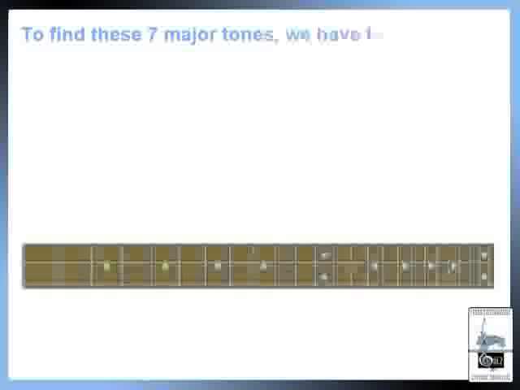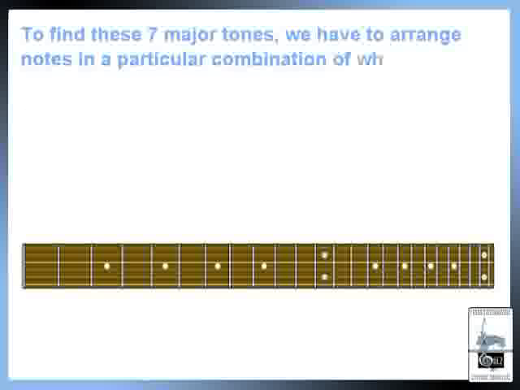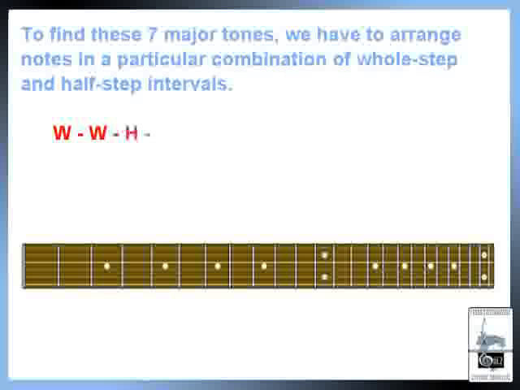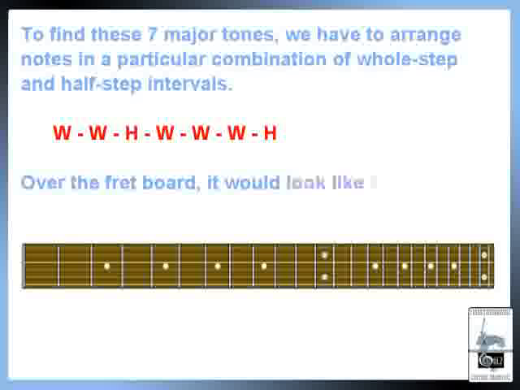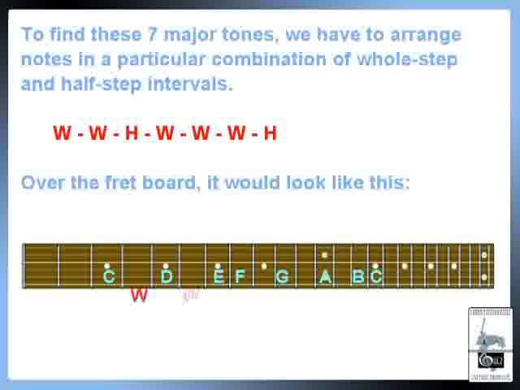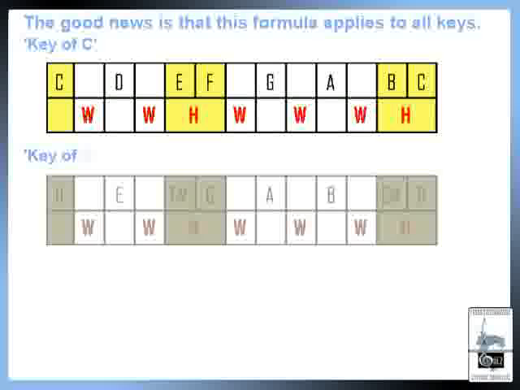To find these 7 major tones, we have to arrange notes in a particular combination of full-step and half-step intervals. W, W, H, W, W, W, H. Over the fretboard, it would look like this. W, W, H, W, W, W, H. The good news is that this formula applies to all keys.